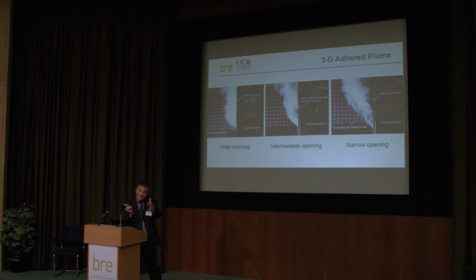And if you go narrower again for a doorway opening, actually you don't get it adhering at all. It behaves a bit more like this balcony spill plume. It's projecting, not adhering, and we're getting clear air into the back because it's quite a narrow width. The air doesn't have to travel very far. So the conclusion here is, depending on the geometry for a 3D adhered plume, you get quite a different entrainment region and behaviour.